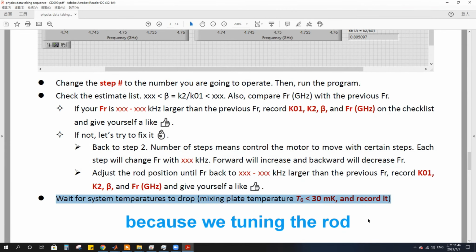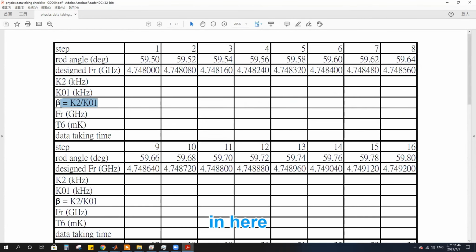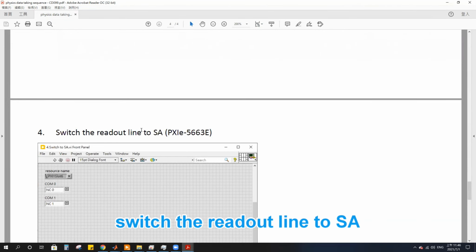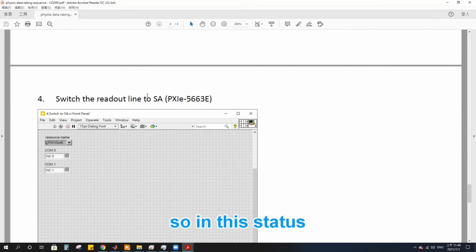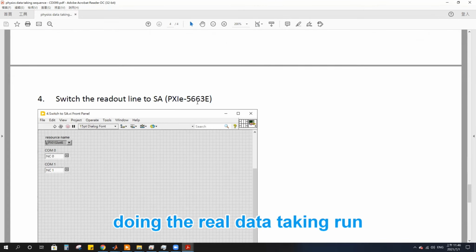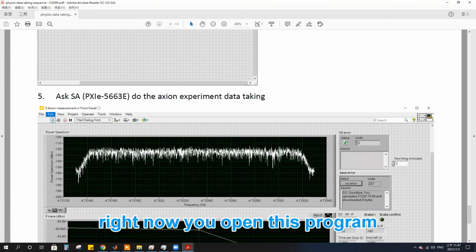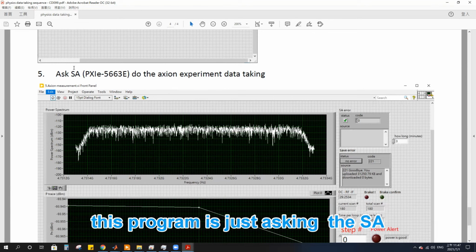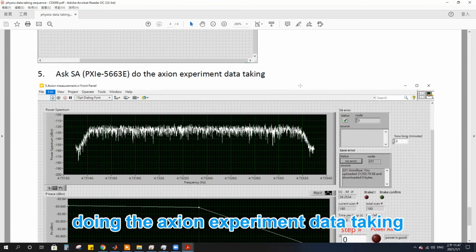Because we tuned the rod, the system temperature might increase. So in this status, you need to wait for the system temperature T6 to drop lower than 30 millikelvin. You should also record it here. And then switch the real line to the signal analyzer. In this status, we are ready to do a real data taking run. Right now you open this program, axion measurement, and run it. This program just asks the signal analyzer to do the axion experiment data taking.